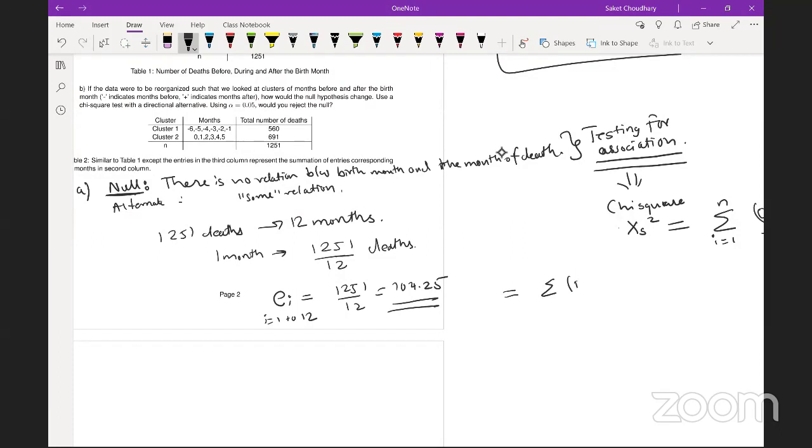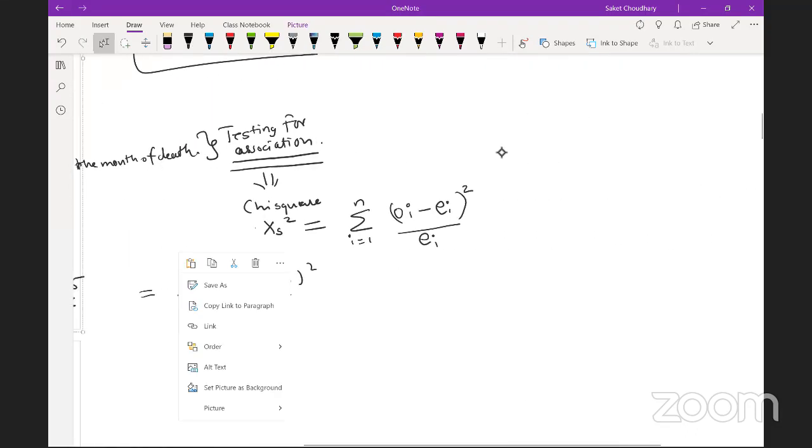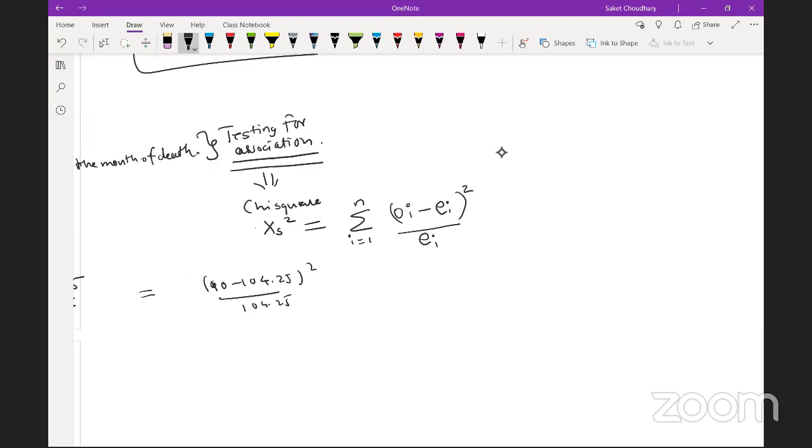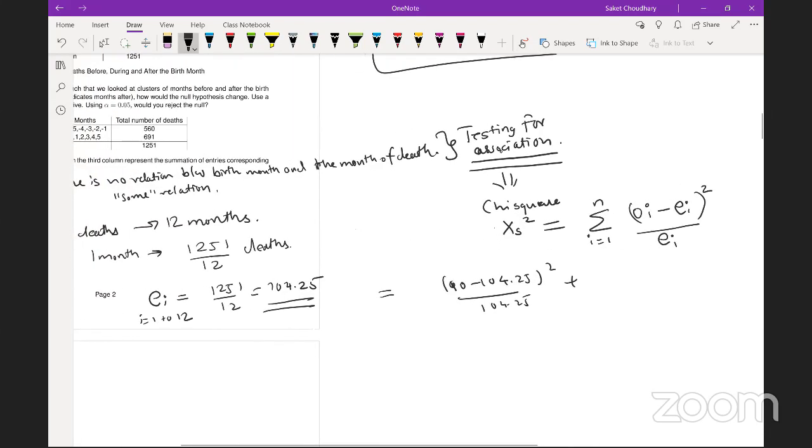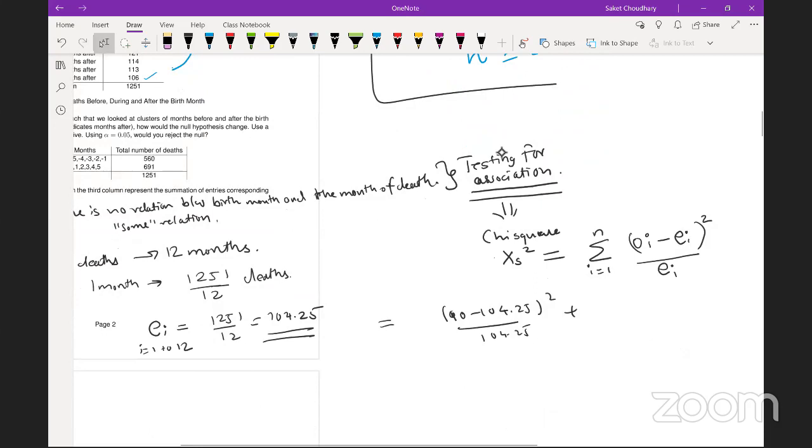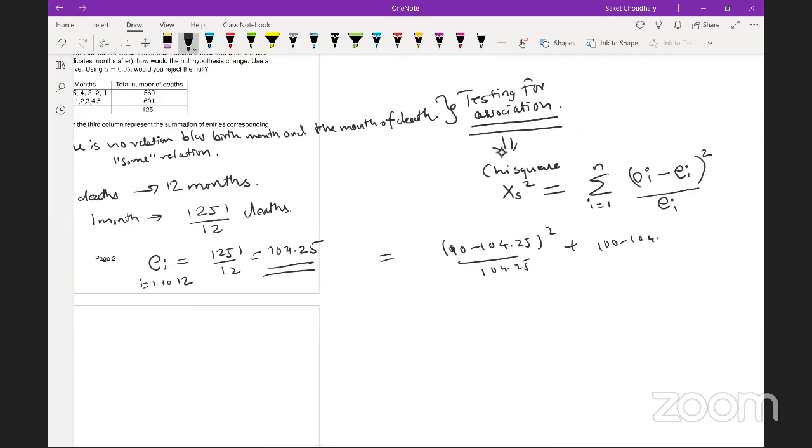So you do 90, which is essentially your first value. Then you keep summing to the next value, which is 100 minus 104.25 squared, and keep doing this.